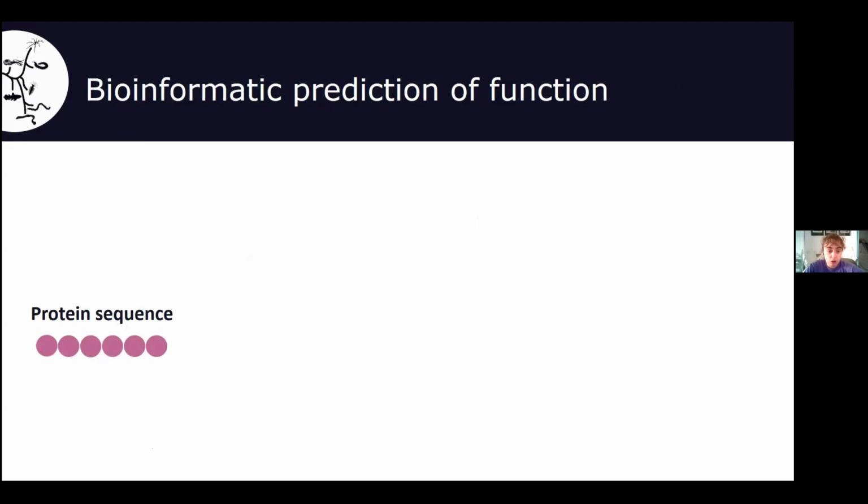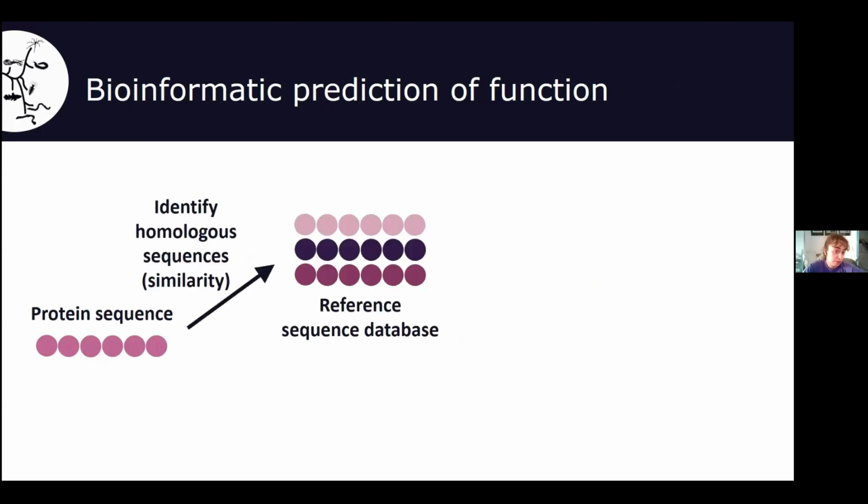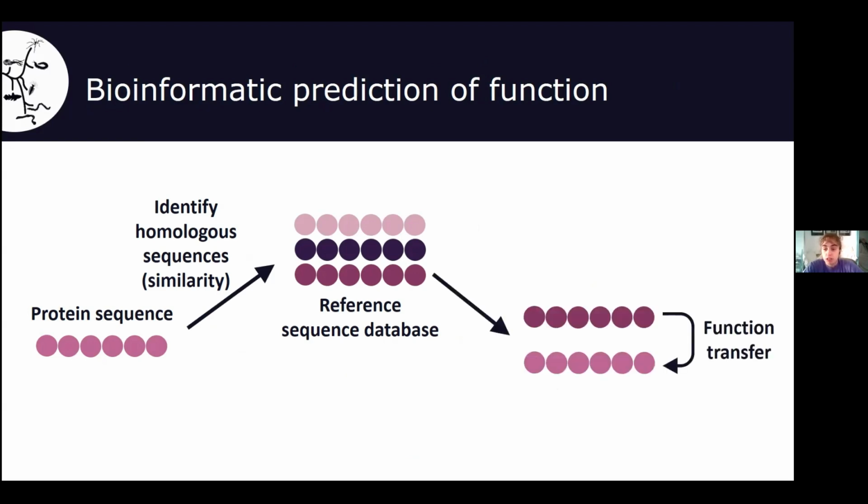And this is based on the assumption that homologous sequences do similar things. So the first step to assign a function would be to compare our sequences in a reference sequence database where we have the proteins with a known function to identify the homologous sequences, and we do it by searching for sequence similarity, so that the proteins that are more similar, we say that they are homologous. And then when we find the best match, given some thresholds and so on, we transfer the function.